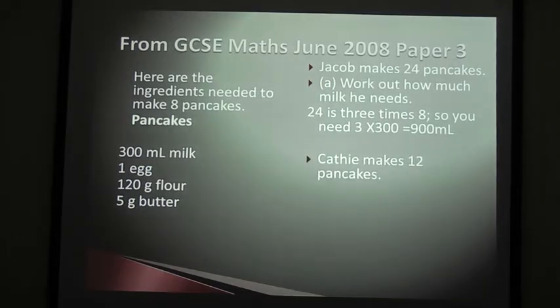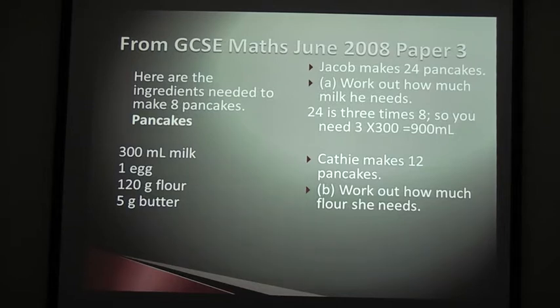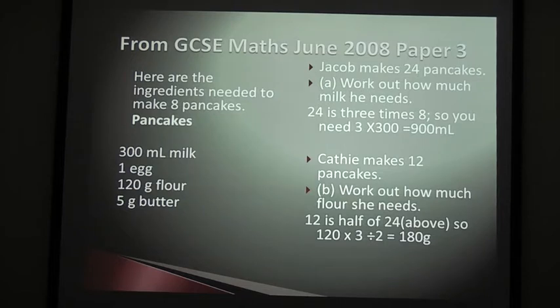Kathy makes 12 pancakes. How much flour does she need? This time it's not quite as simple, because you've got to get the relationship between 8 and 12. You could do all that faffing, or you could just say to yourself, I know that 24 pancakes is 3 times 8. 12 is half of 24. So 120 times 3 divided by 2 gives me 180.